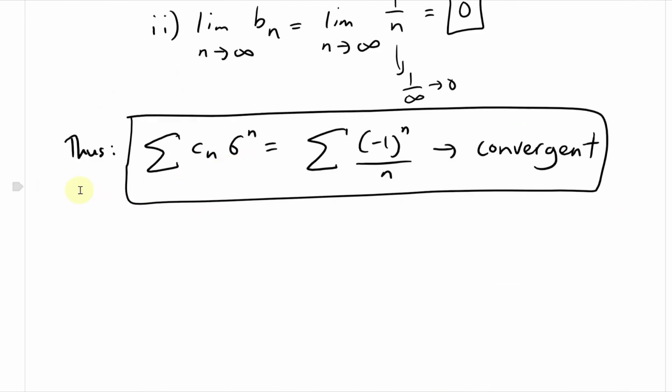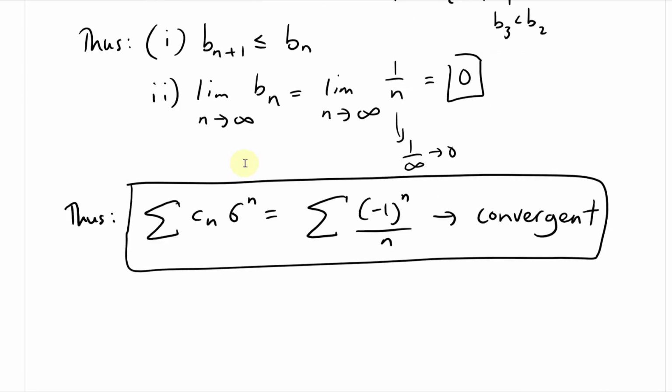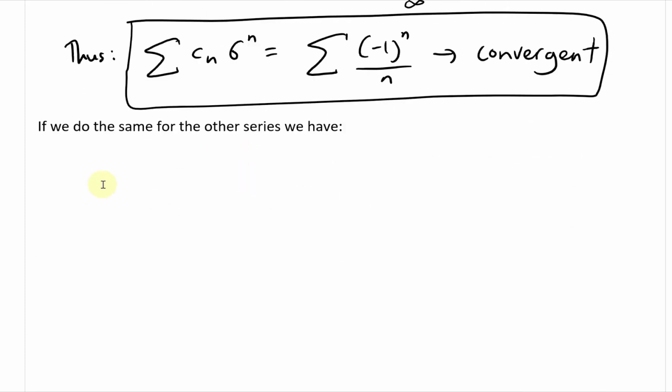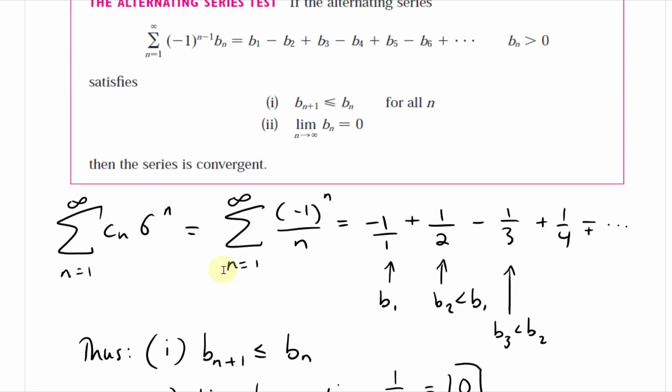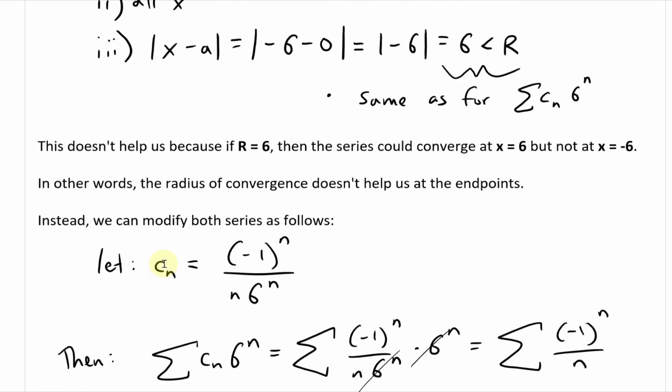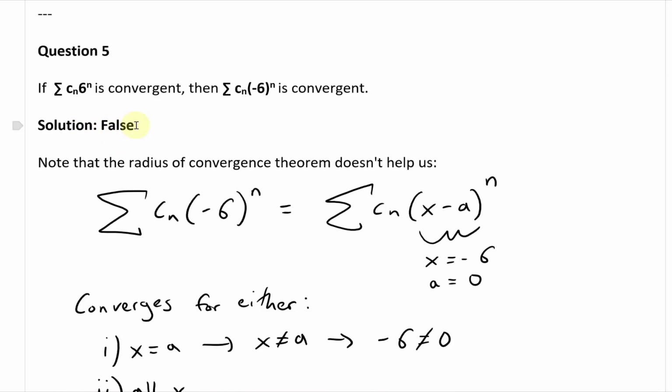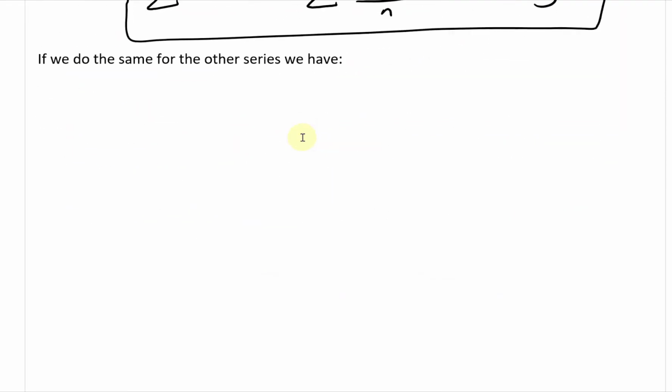But now this is basically looking at an example of the scenario to show whether it's true or false, or in this case, looking at if it's false. And we could do the same for the other series we have. Remember, this is going to be false, so all we need is one example where this is not true. So we have C_n like that. If we do the same for the other series, let's write that down.